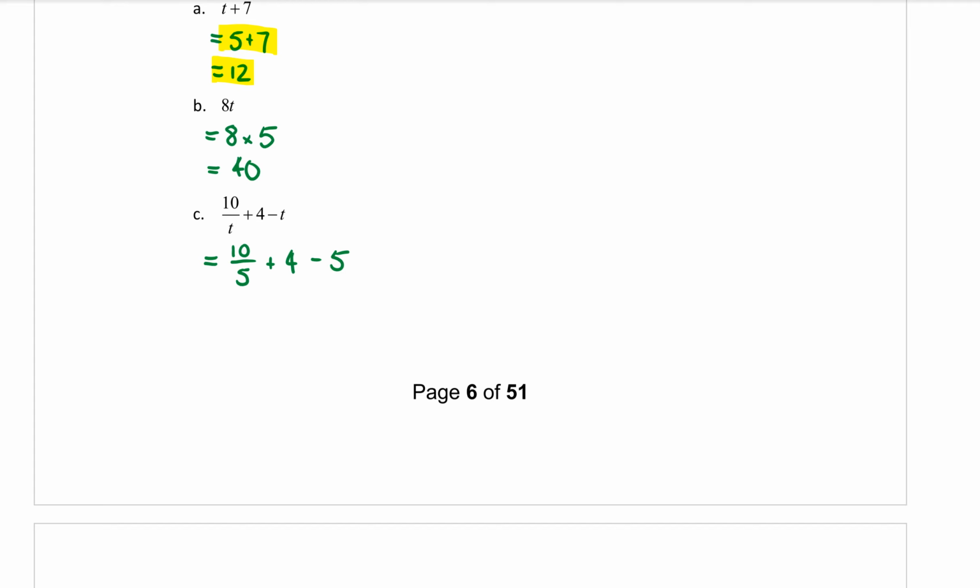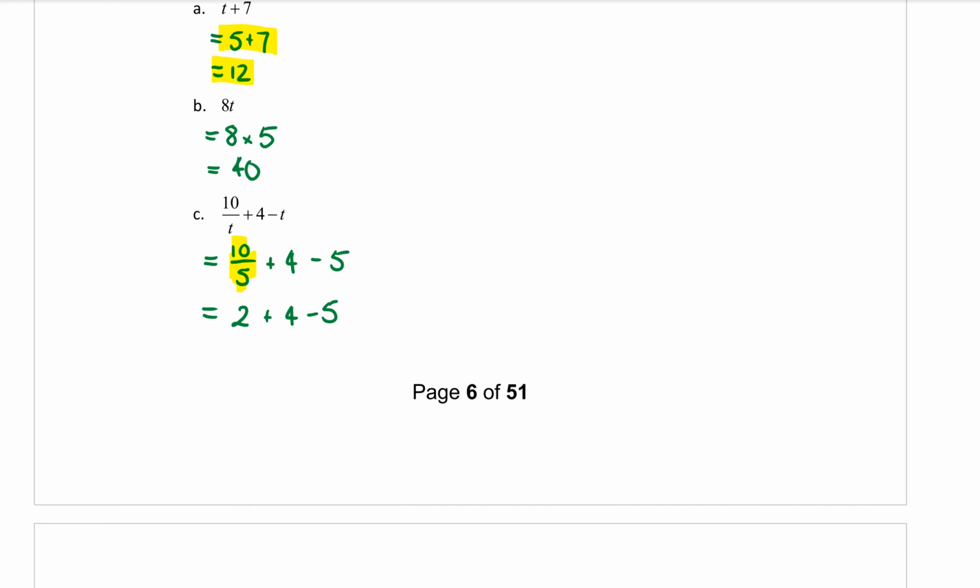10 divided by 5 is 2, and we're going to leave the other numbers for the next line. All right, now that we have all addition and subtraction, we can do all of those in one step. So we go 2 plus 4 is 6. 6 take away 5 makes 1 for the final answer.